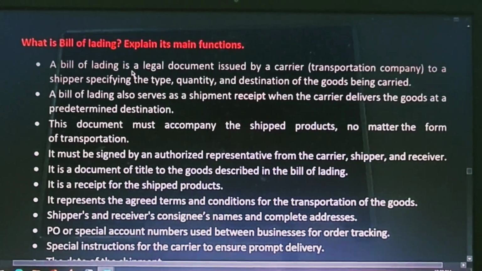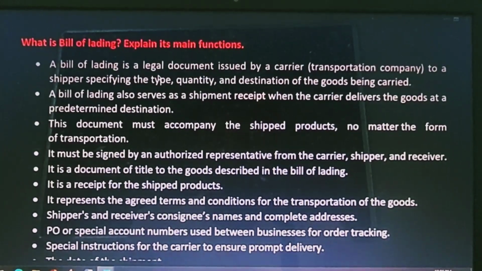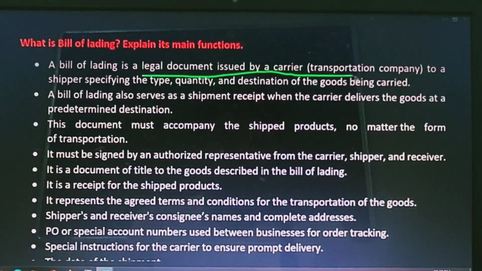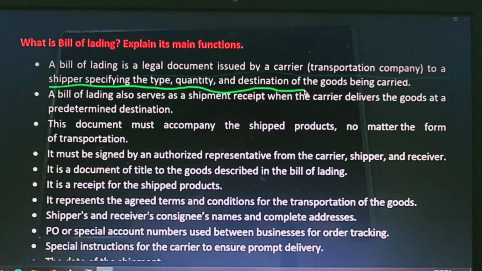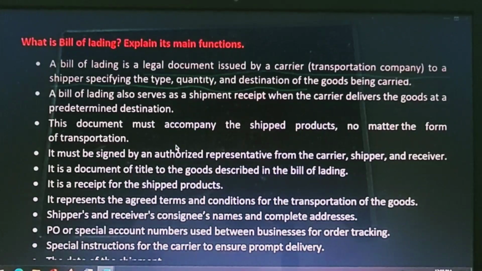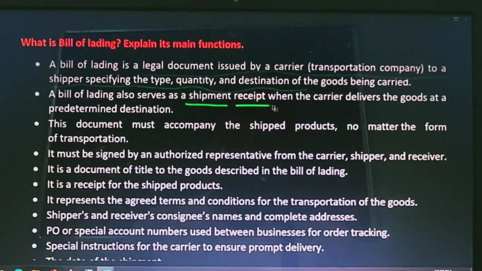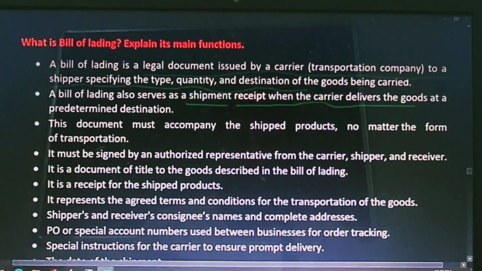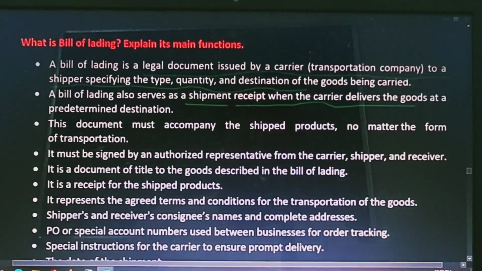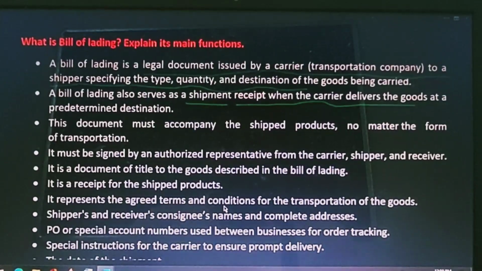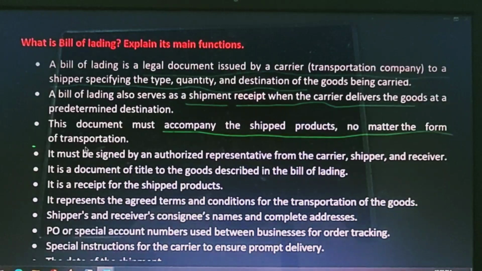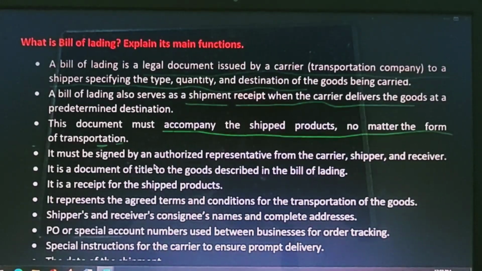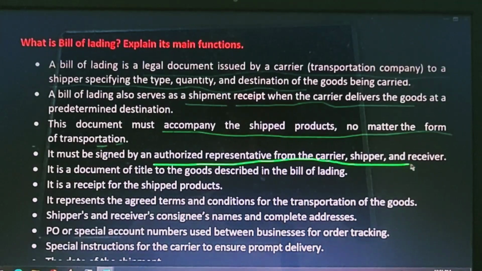What is bill of lading? Just now I told you in the difference that it is a legal document issued by the carrier or transportation company to a shipper specifying the type, quantity and destination of goods to be exported. And it serves as a document received when the carrier delivers the goods. When the carrier, that is the ship, delivers the cargo, this certificate has to be issued to the shipper. And the document must accompany the shipped products, no matter what form of transportation has been used. Then it must be duly signed by the representative of the carrier, shipper and receiver.